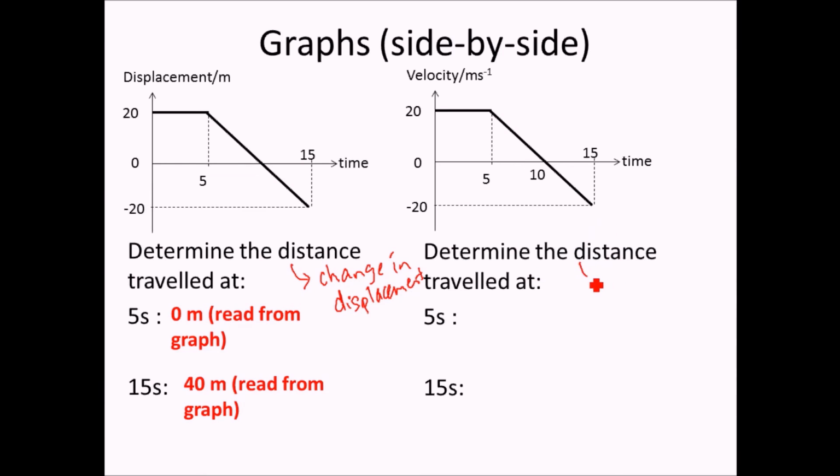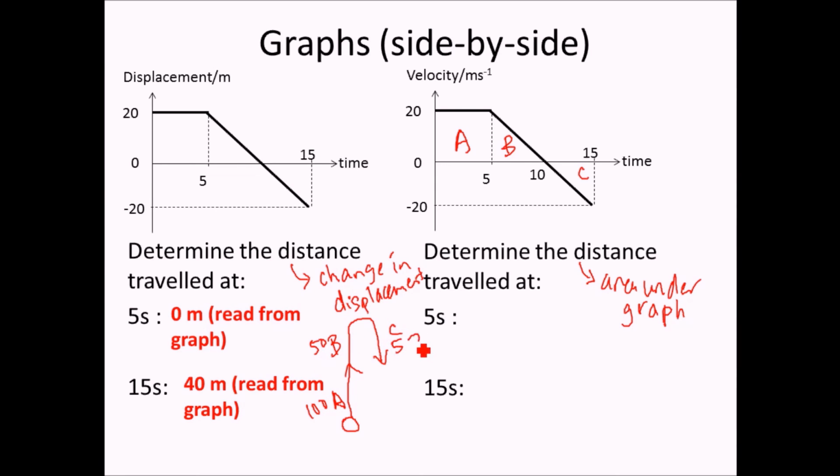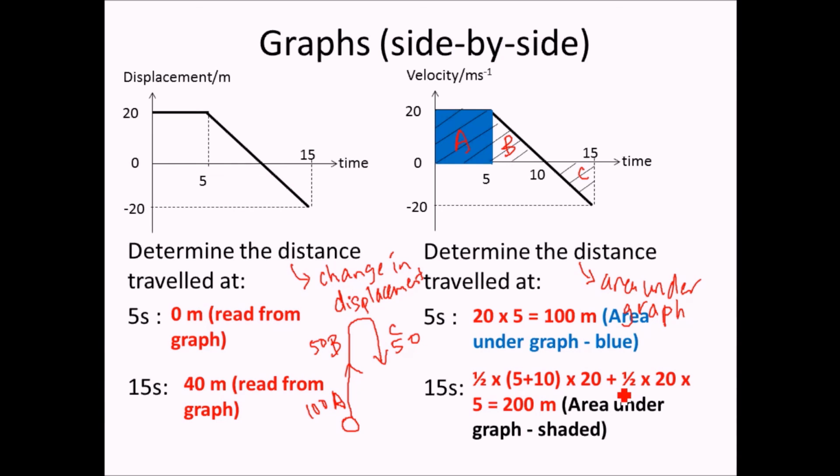Alright, so for the distance travel it is again using the area under the graph. But this is a little bit more tricky in the sense that let's draw the diagram again. So what's happening is that this is A, this is B, this is C. A will be 100, B will be 50, and C will be 50. So for the first question, 5 seconds, it will just be the distance travel in A, which is 100 meters, no issue, very similar to the previous questions. But for 15 seconds, it will be A plus B plus C. Alright, so the difference between displacement and distance is that displacement is A plus B minus C, but distance is A plus B plus C. So in this case, the answer is 200 meters.